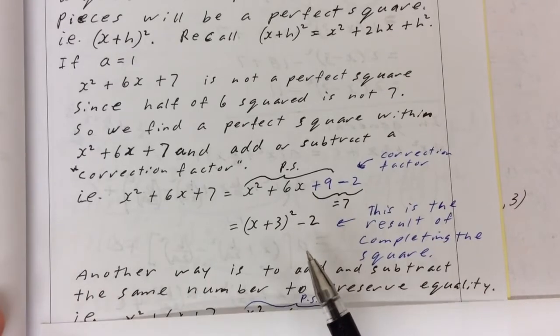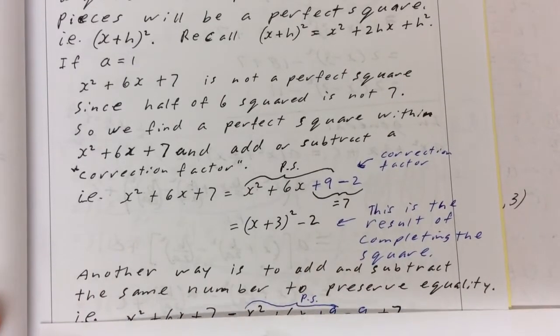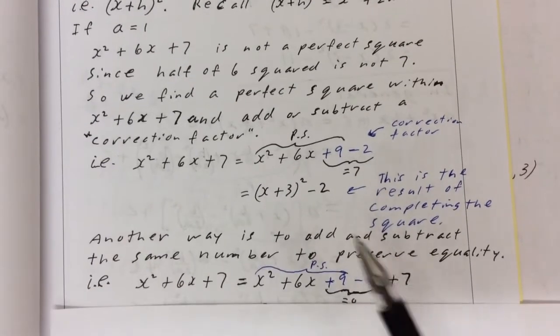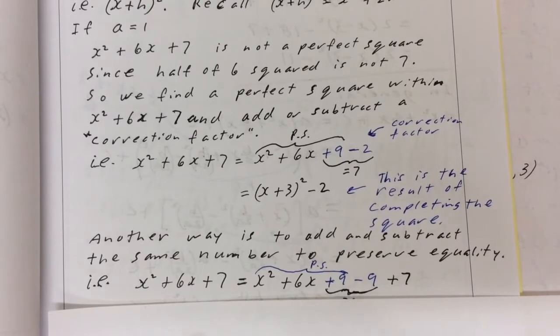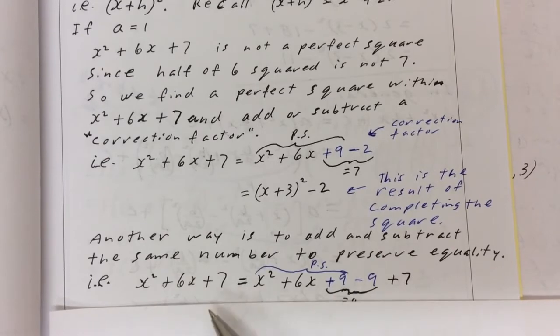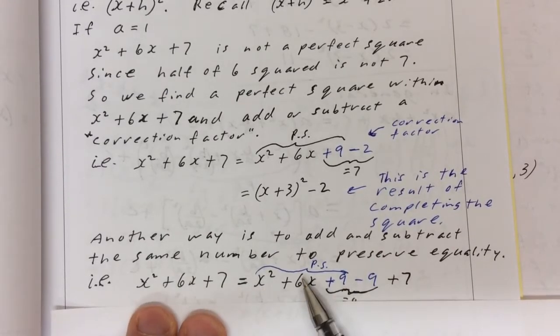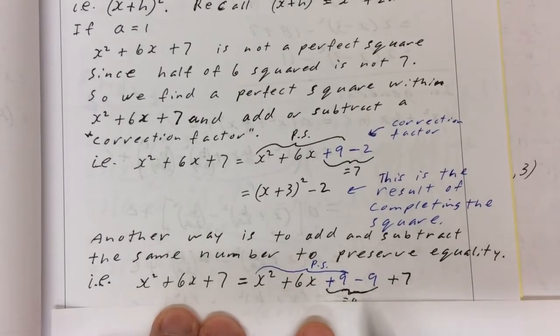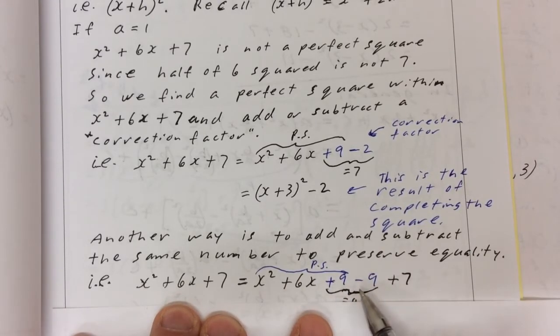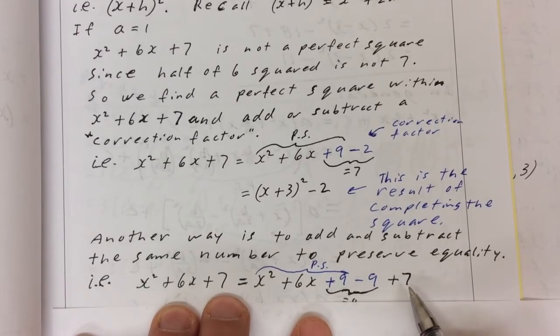Okay, another way is to add and subtract the same number to preserve equality. So I'm going to show you this way. This seems to be the way that most teachers will teach it, and it is more transferable to harder ones. Okay, so x squared plus 6x plus 7 equals x squared plus 6x, I don't change those first two terms in this case, plus 9. That plus 9 makes it a perfect square. Half of 6 squared is 9. If I then subtract 9, it's like I've done nothing. If I add 9 and subtract 9, I've done nothing, as long as I also keep the 7.